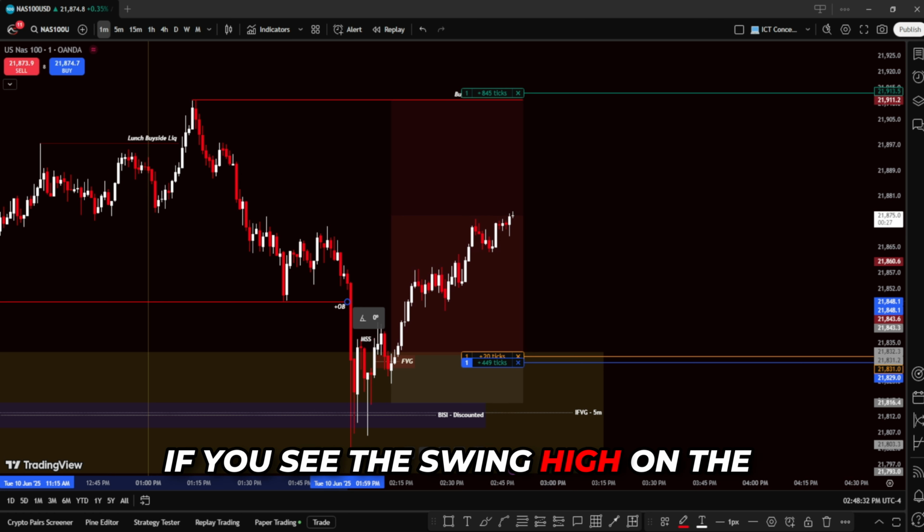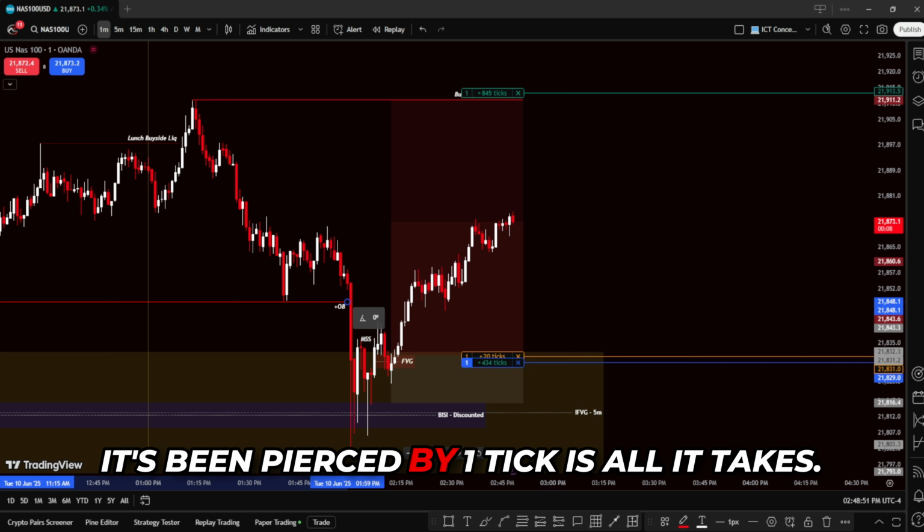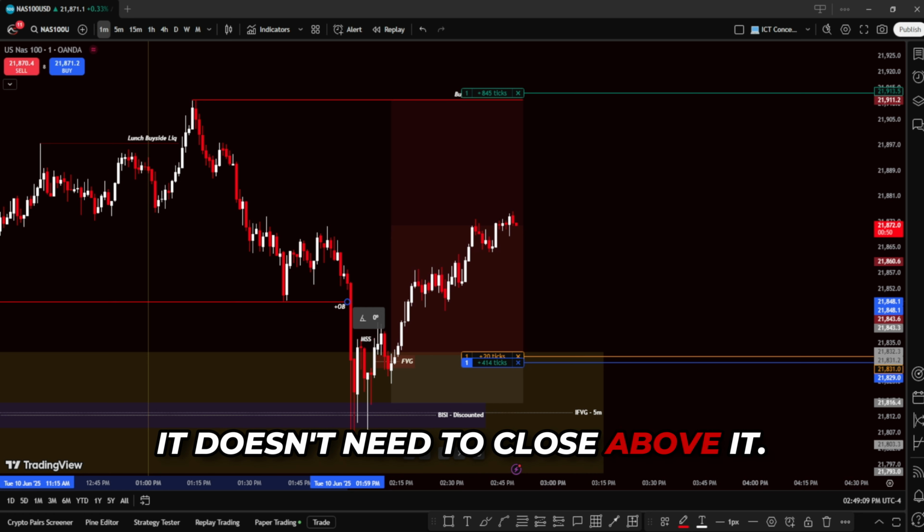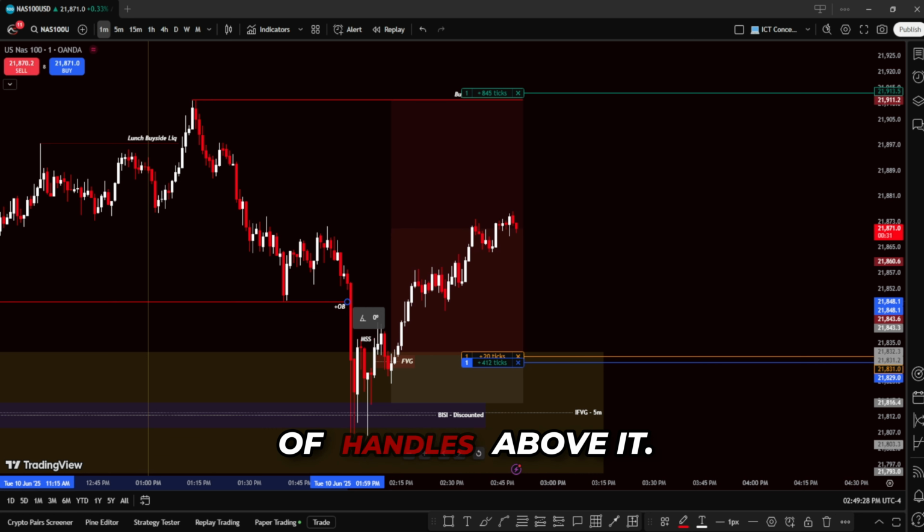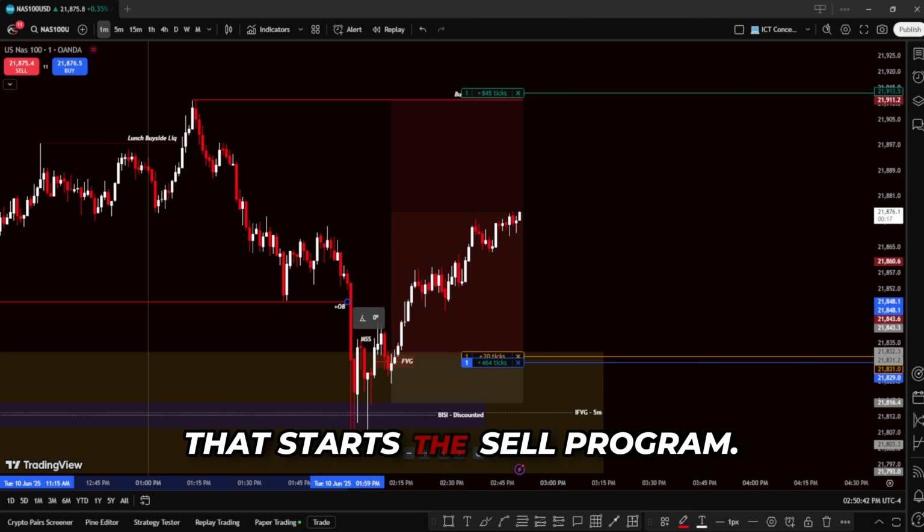If you see the swing high on the 5-minute chart has been pierced by 1 tick, that's all it takes. It doesn't need to close above it. It doesn't need to have a certain measure of handles above it. One tick. Once it does that, that's a disruption in order flow. That's it. That starts the sell program.